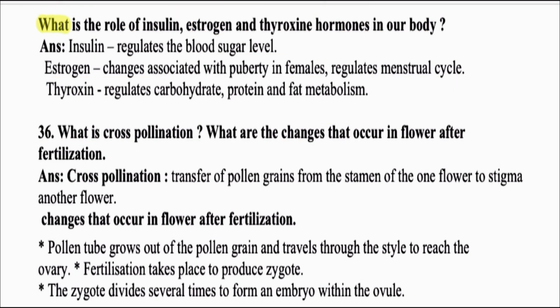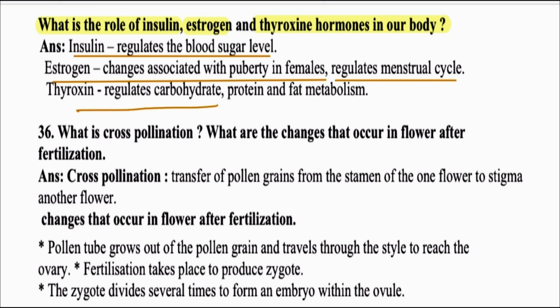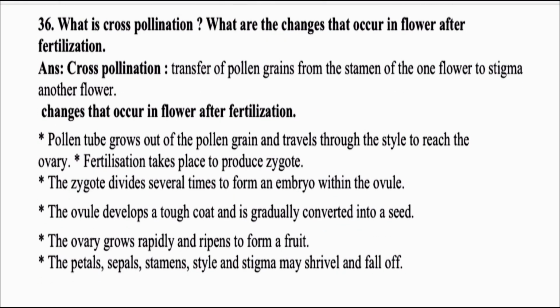Next question. What is the role of insulin, estrogen and thyroxine hormones in our body? Insulin regulates the blood sugar level. Estrogen brings changes associated with puberty in females and regulates menstrual cycle, whereas thyroxine regulates carbohydrate, protein and fat metabolism. 36th question. What is cross-pollination? What are the changes that occur in flower after fertilization?